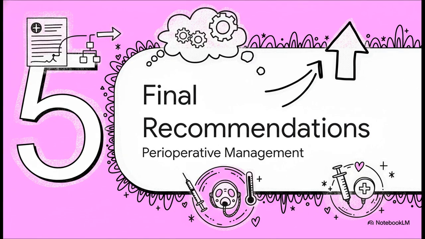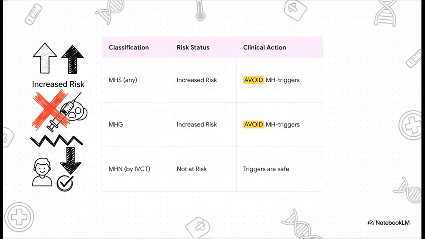All right, let's bring this all together in our final section, which synthesizes these diagnostic findings into unequivocal directives for perioperative management. The clinical takeaway here is unambiguous. Patients with any MHS classification from an IVCT, or an MHG classification from genetic testing, are at increased risk. For these individuals, you must avoid all MH-triggering drugs. Conversely, a patient classified as MHN by IVCT is not at risk and can be safely exposed to triggering agents. It's that clear. There is no middle ground.